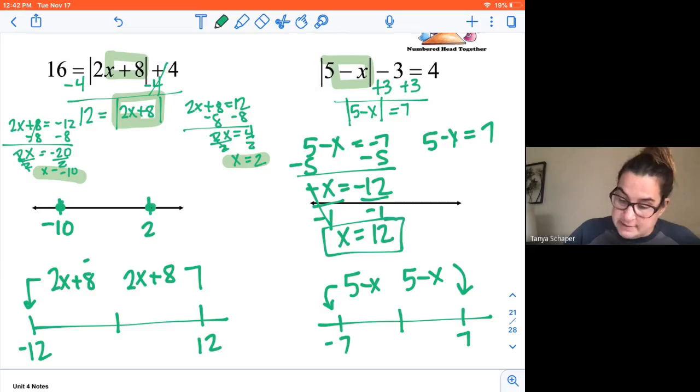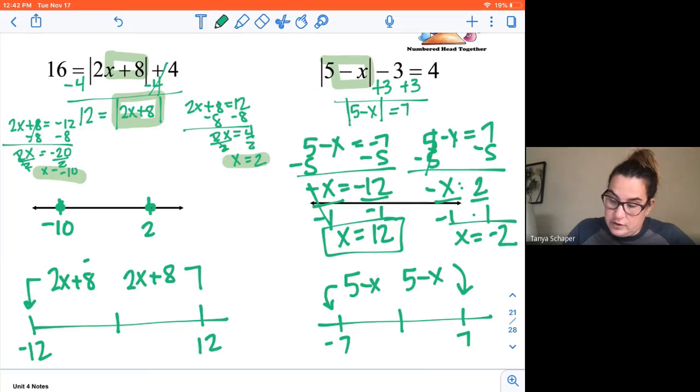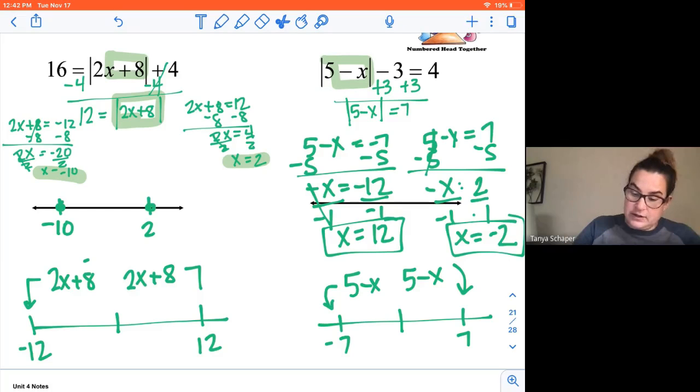And then I'm going to subtract 5 from both sides. So negative x equals 2. And again, I want to know what positive x equals, so divide by negative 1. X equals negative 2. So let's shrink these up a little bit and get those so I can graph it.